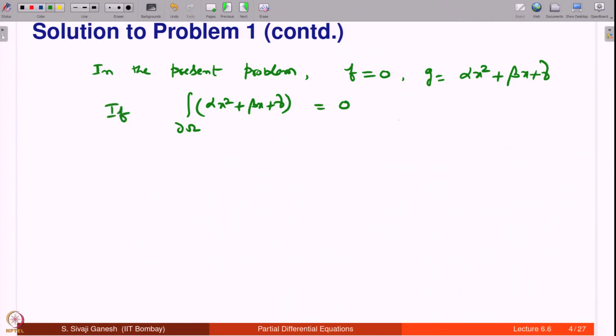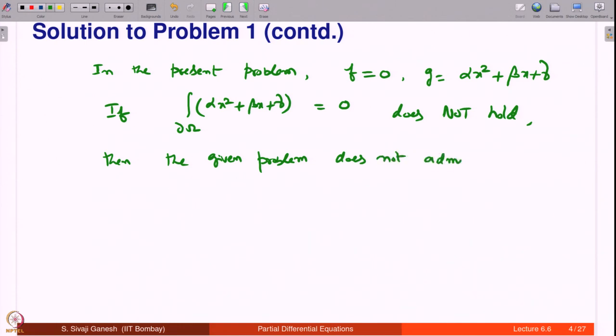If this does not hold, then the given problem does not admit a solution u belonging to C2 of omega bar. Remember here that a solution of the Neumann problem is required to be only C1 of omega bar, but we have proved this compatibility condition under the assumption that u is C2 of omega bar. That is the reason why we are assuming that u is in C2 of omega bar.